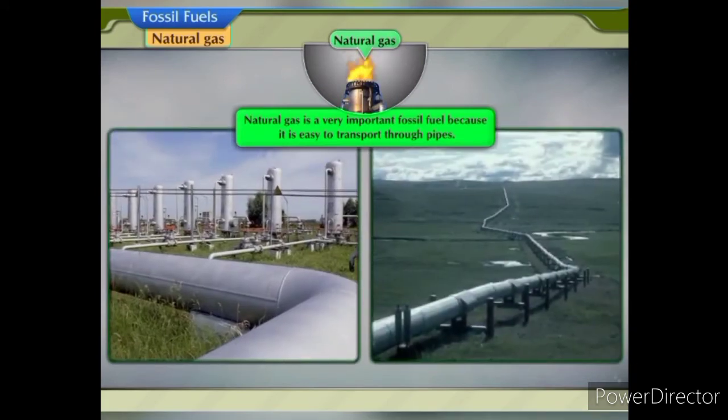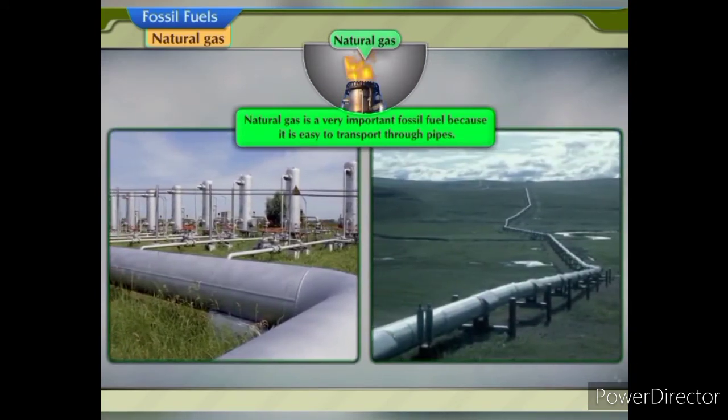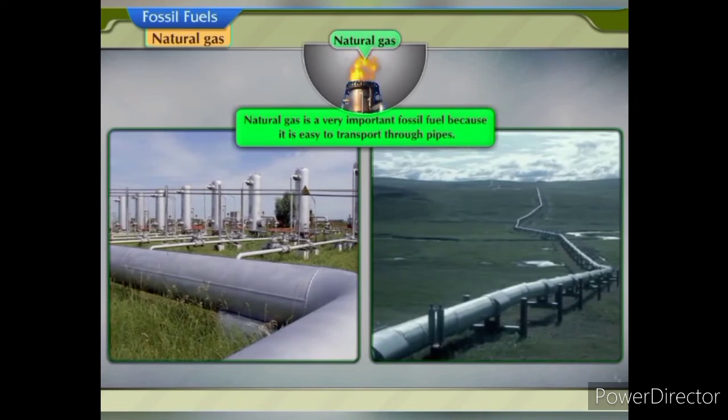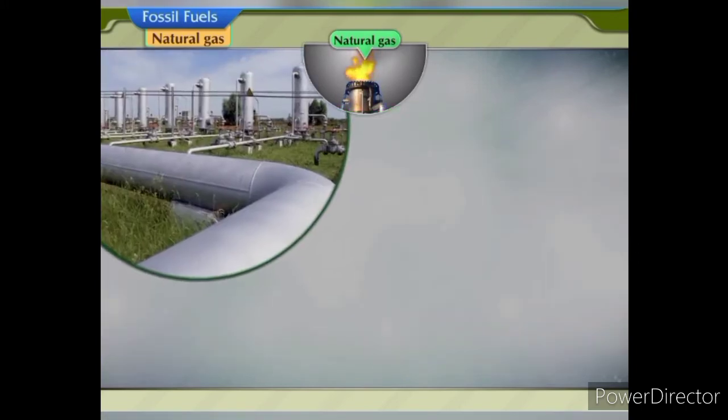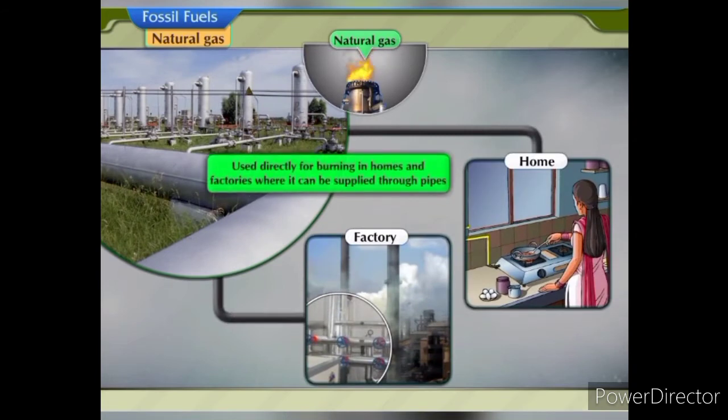Natural gas is a very important fossil fuel because it is easy to transport through pipes. The great advantage of natural gas is that its burning can be easily controlled and it can be used directly for burning in homes and factories where it can be supplied through pipes.